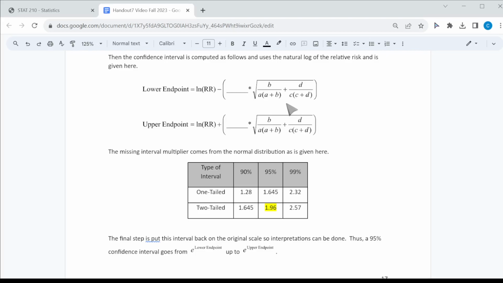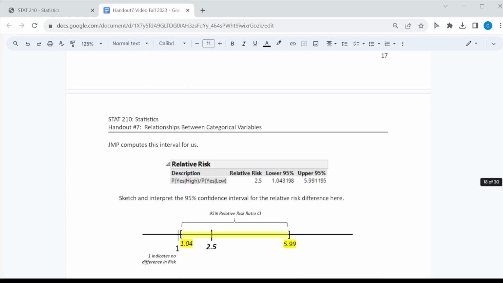Now, one thing that I have to do once I get these quantities is to raise them to the e power, because we did the natural log here in the beginning, so I need to put them back on the right scale. So once I compute these quantities, JMP is going to raise those endpoints to the power of e, and then that is what we are given back by JMP. So the lower endpoint for my 95% confidence interval for the relative risk ratio that we have here is 1.04, and the upper endpoint is 5.99. And my relative risk ratio that I computed there is 2.5.